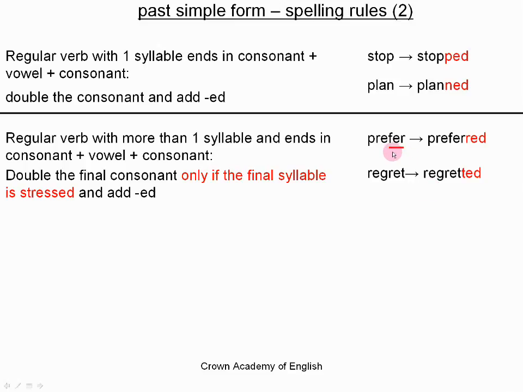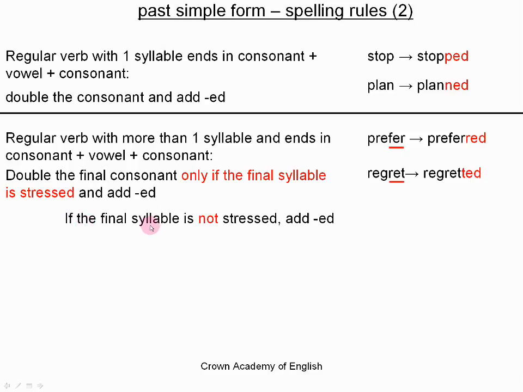And you can see here we stress the final syllable. When we say prefer, we stress the last syllable. So that is why we double the consonant and we add ed. It's the same with regret. With regret, we stress the last syllable, the final syllable. That is why we double a consonant and add ed.